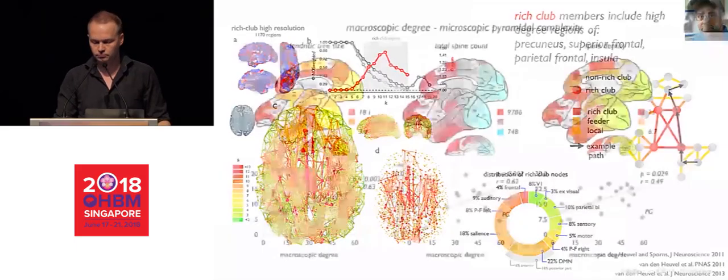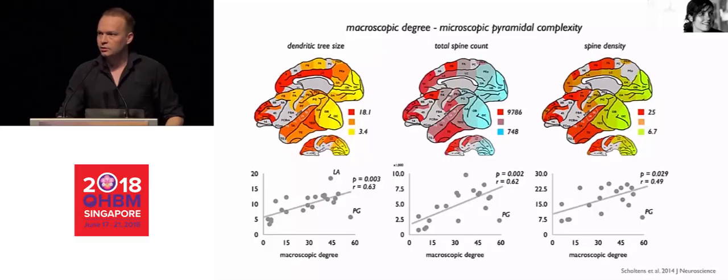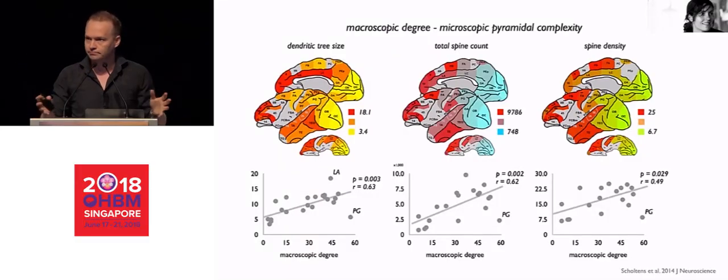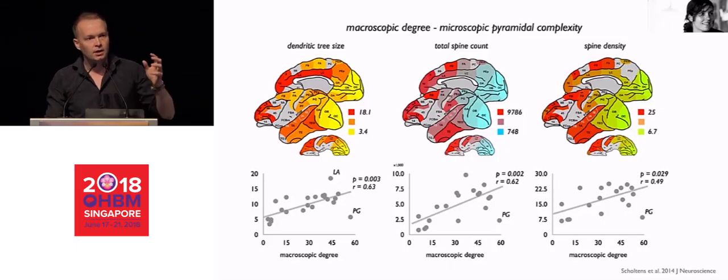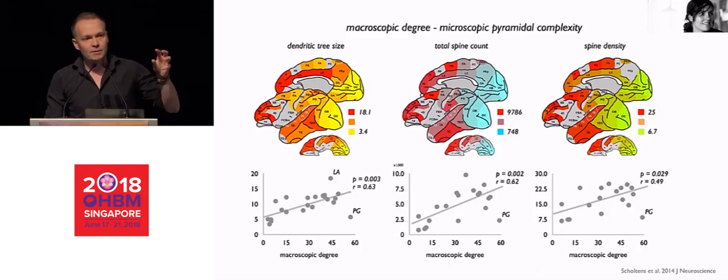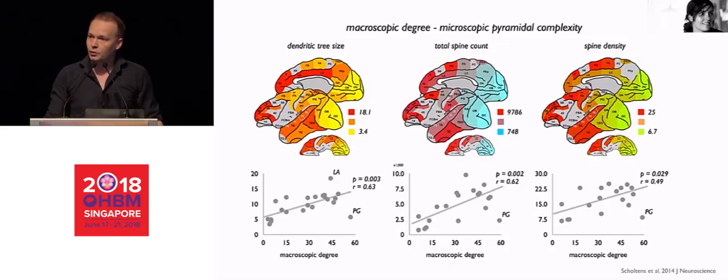Even more, we started to look deeper into this, and we said, well, this is all mathematical modeling, right? In the end, graph theory is math. So how does this relate to the hardcore biology? And this is ongoing work of one of the postdocs in the lab, Lianne Scholtens, who's doing beautiful post-mortem work now, in which we aim to zoom into those hub regions and look at their neuronal level of organization.